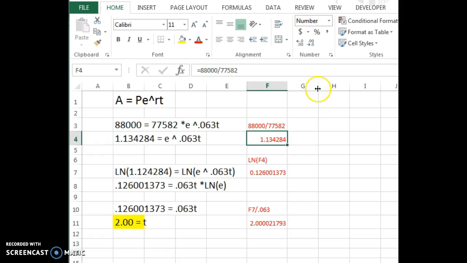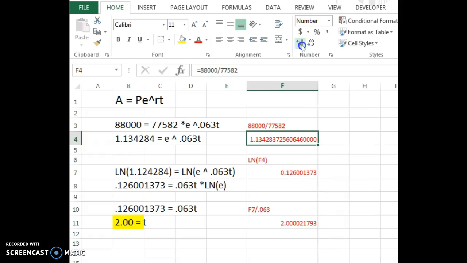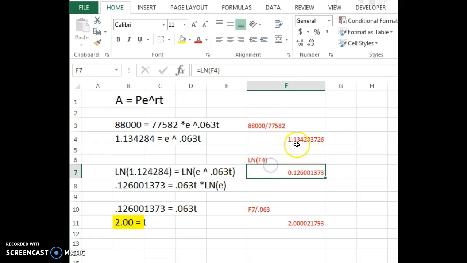Because of Excel's rounding, if I click up here to get even more decimal spots, you can see this decimal goes on quite a ways. So I could have taken it all the way out to where the zeros start. But I didn't even bother worrying about rounding. I just used the exact value computed when I did this. And so I took the natural logarithm of F4 and it computes it for me. Now again, this value is rounded, but I'm not going to worry about that. I'm just going to always use the exact value computed in Excel to get my next answer.